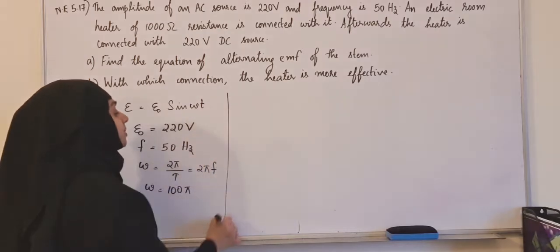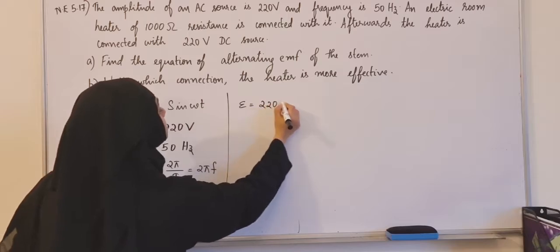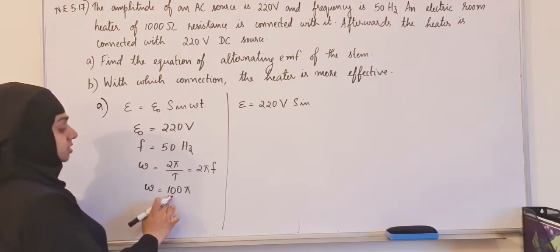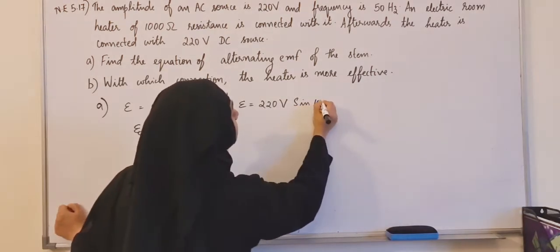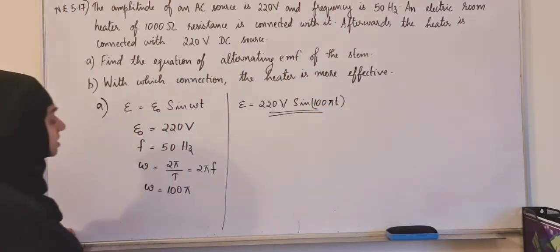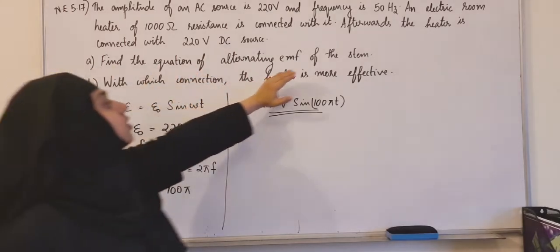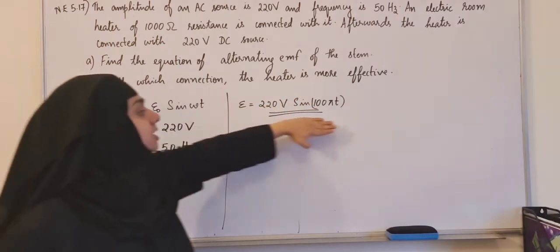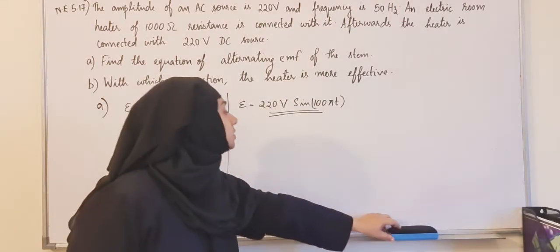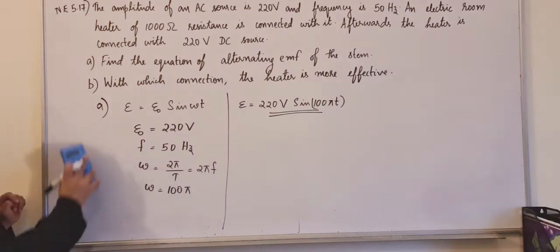I can put all these values here. So the EMF will become E is equal to, instead of E naught, I can write 220 volt sine, instead of omega, I can write 100 pi, into t. So this is the expression. So this is the solution for question A. Find the equation of the alternating EMF. So this is the equation for alternating EMF of the given situation. So that is it for question number A.